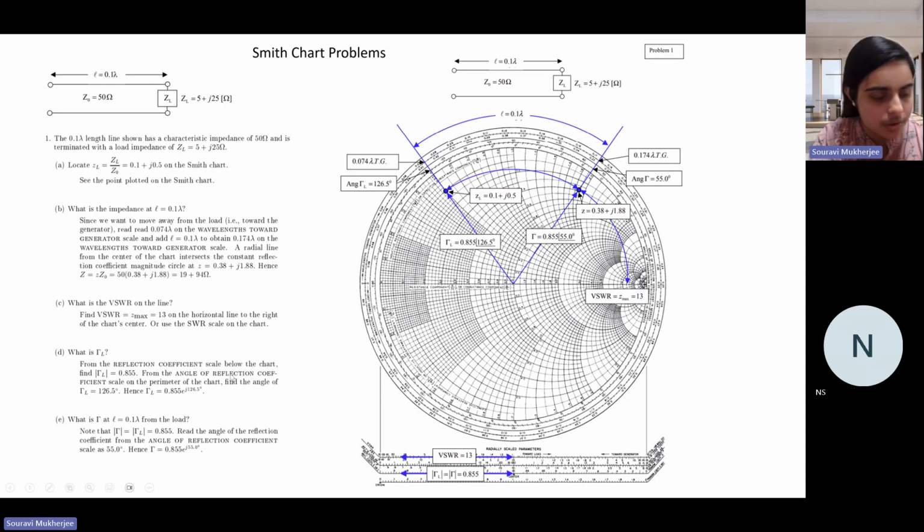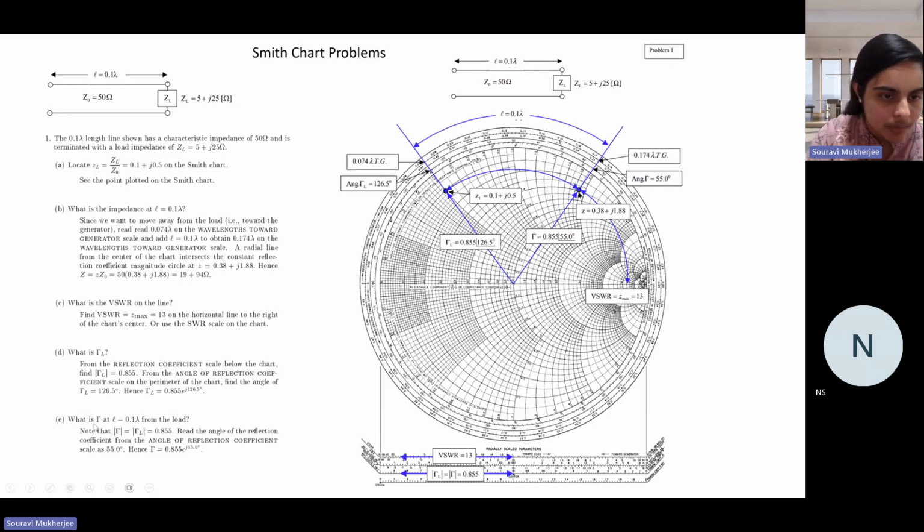But the reflection coefficient will also have an argument, right? It's a complex quantity. So how do you find that? You take the angle that it makes with this line, right? That angle will come from this scale that you see right here. As you can see, it's 120, it's 130. Where it intersects, it makes an angle of 126.5. So this is your argument, and this is your magnitude. So now you know the reflection coefficient. That's how you can find reflection coefficients for your given circuits.